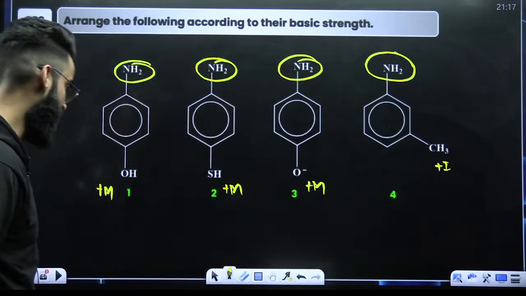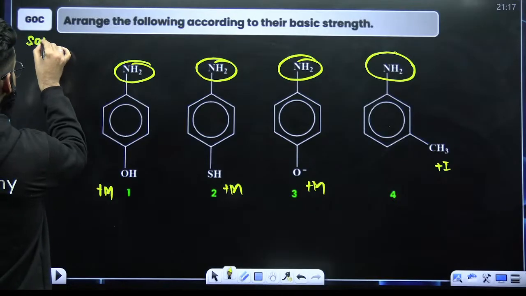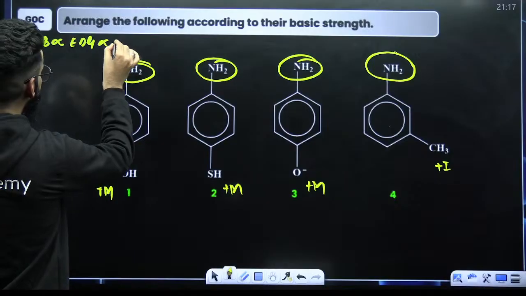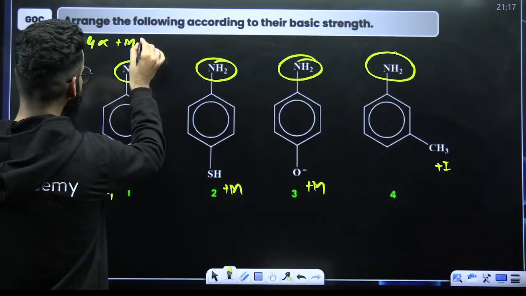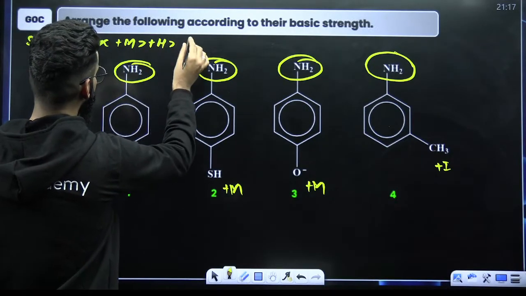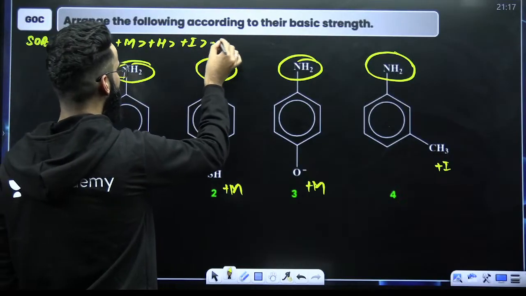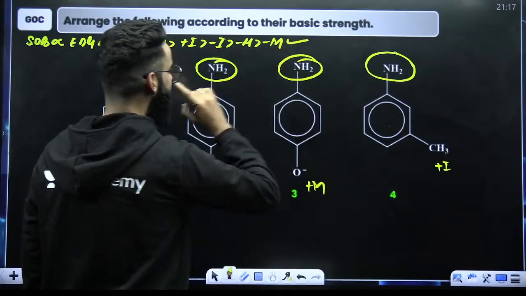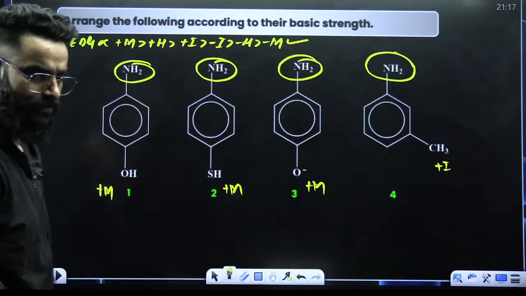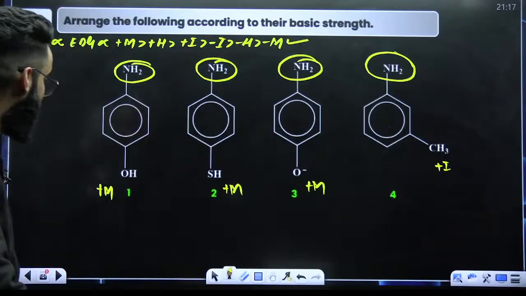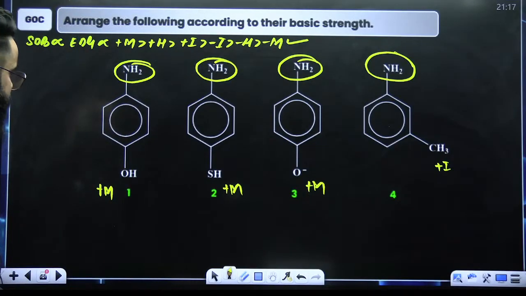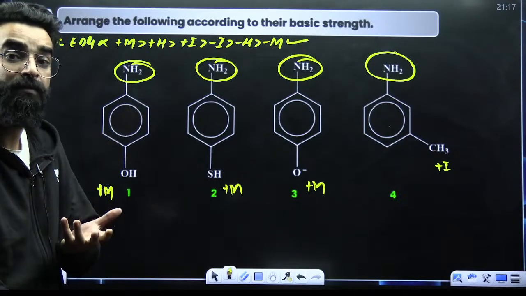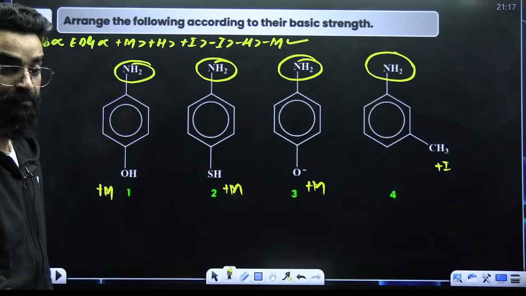If we talk about the strength of base, it is directly proportional to electron donating groups, and plus M is maximum, followed by plus H, followed by plus I, followed by minus I, followed by minus H, followed by minus M. This is the order which you are going to remember in order to give the order of the basic strength. Now this is plus M, this is plus M, this is plus M. Anionic groups show more plus M.